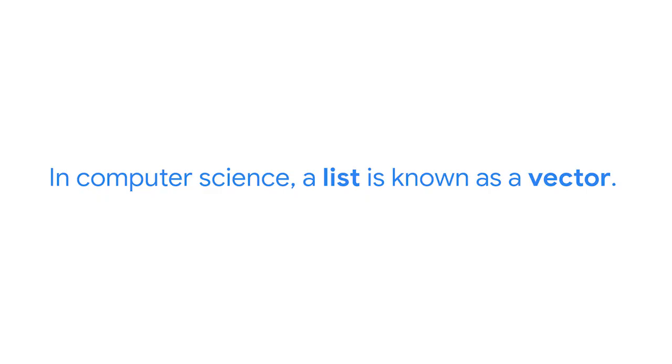In computer science, a list is known as a vector. This is why a protocol that just sends a list of distances to networks is known as a distance vector protocol. With a distance vector protocol, routers don't really know that much about the total state of an autonomous system. They just have some information about their immediate neighbors.